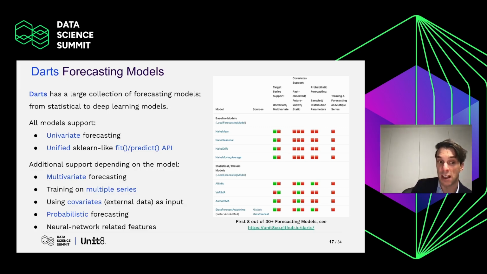Certain models allow us to use covariates, which are not necessarily part of the input data, but would be interesting to incorporate as additional external information. Certain models offer probabilistic forecasting, and the library also provides neural network related features such as early stopping and other monitoring opportunities.